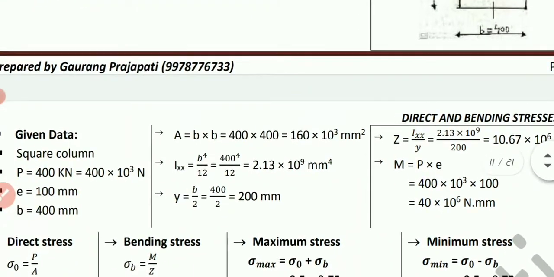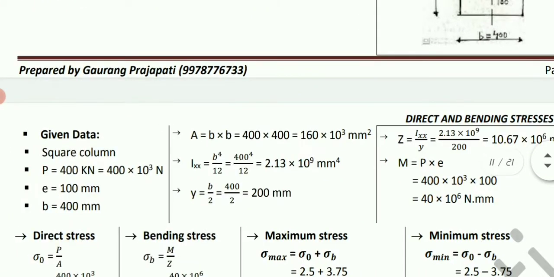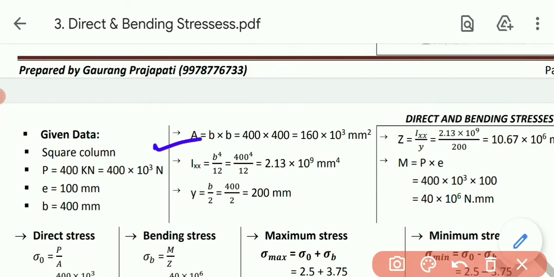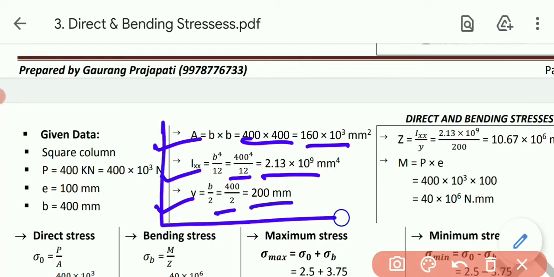First of all, what we will do, we will calculate area, MI and CG. So area for the square section, b square, that is 400 into 400, or we can say 400 square. So I got the answer 160 into 10 raised to 3 mm square. Then moment of inertia for the square section, b raised to 4 by 12, 400 raised to 4 by 12. So I got the answer 2.13 into 10 raised to 9 mm raised to 4. And then talking about CG, CG will always be at the center, that is b by 2, 400 by 2. So we got the answer 200 mm. So I got all the unknown parameters.